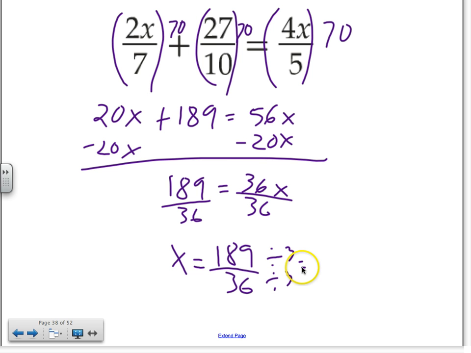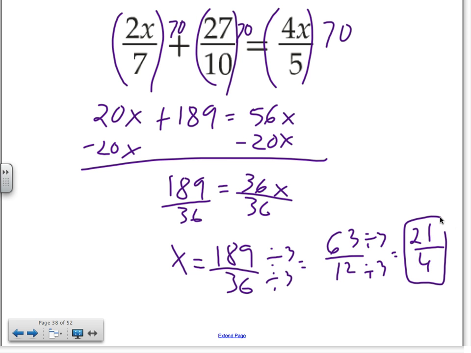Divided by 3, you get 63 on top and what? 12 on the bottom? And then from there, you can divide by 3 again. That will give you what? 21 over 4. So if you divide by 9 right away, you will get the same answer, 21 over 4. And that is your simplified fraction. Is that easy enough? Okay.